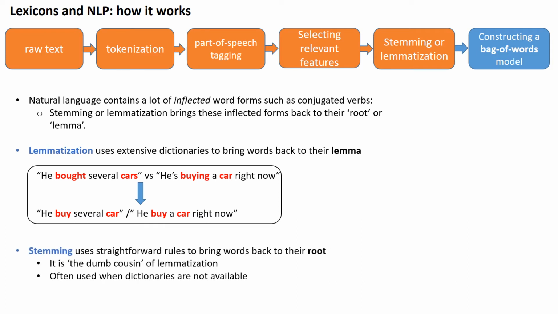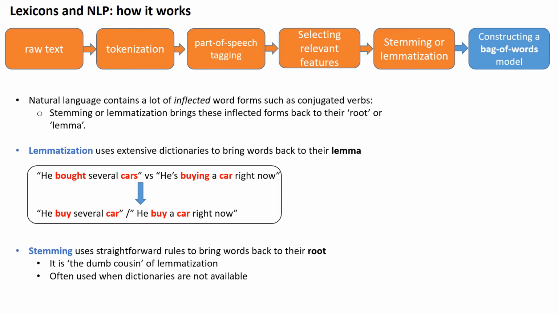Stemming is basically the dumb cousin of lemmatization, and it uses straightforward rules to bring words back to their root. A rule, for example, could be: whenever you have a word and the last letter is an S, if you do away with the S at the end, you have the singular form. So, for example, with stemming, boy and boys both could become boy, right? So this is a very straightforward rule.